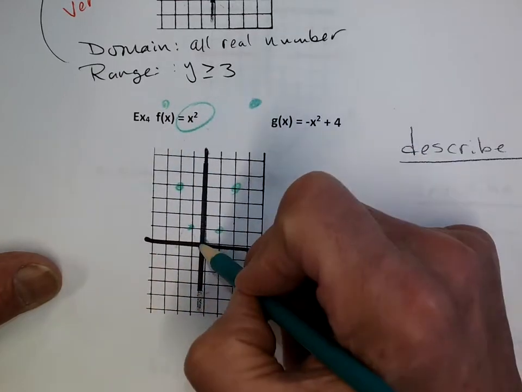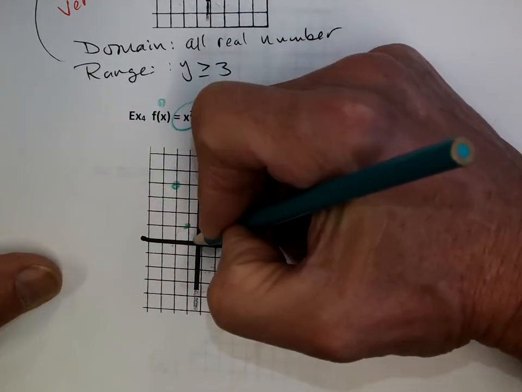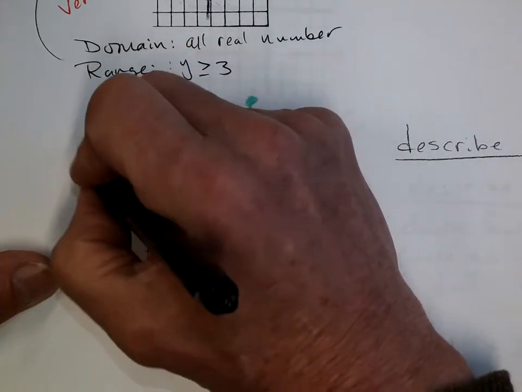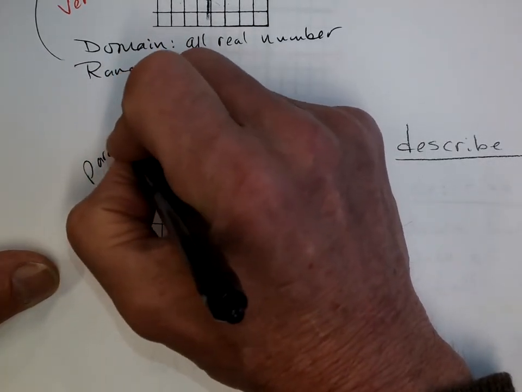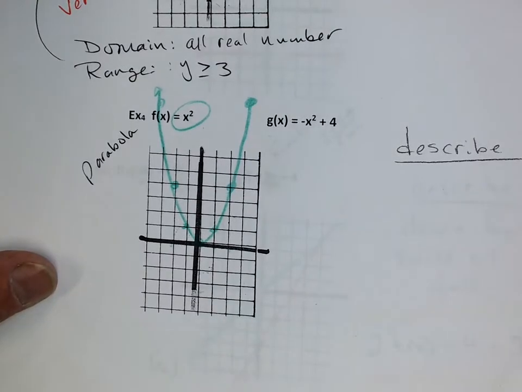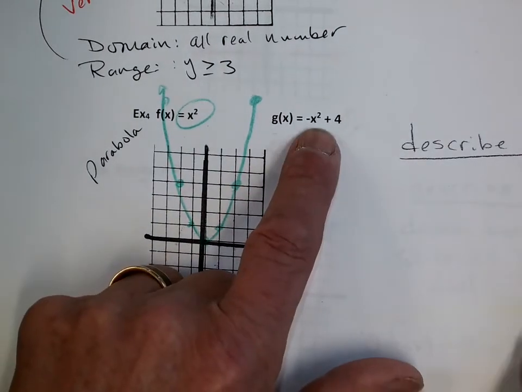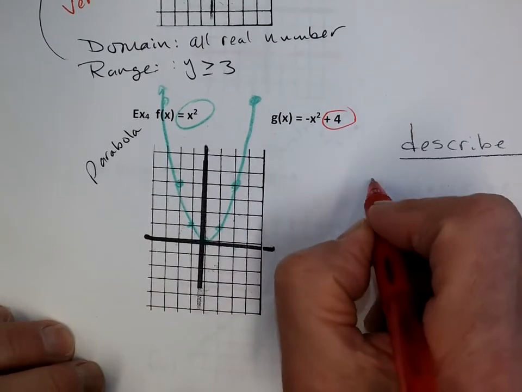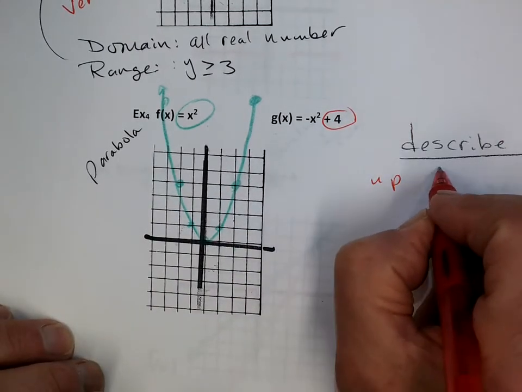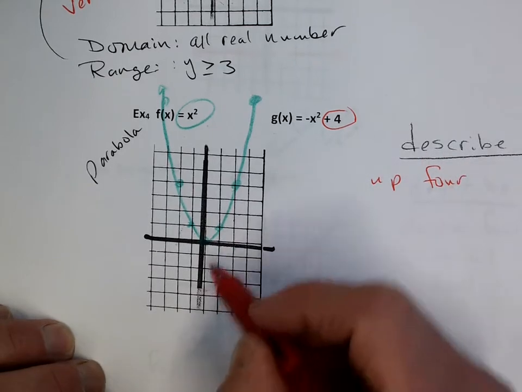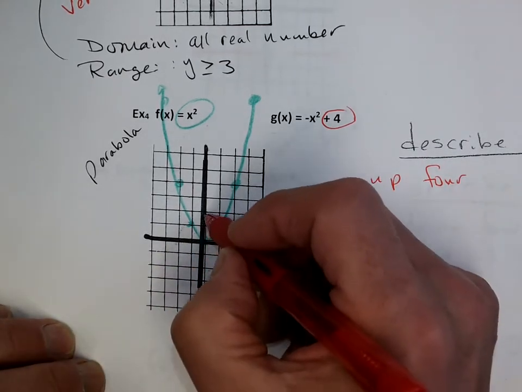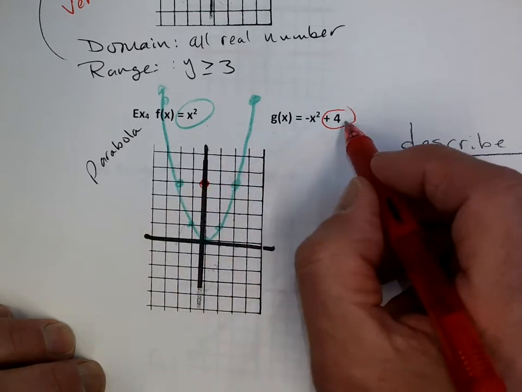Okay, so here's my parabola. We learned that last semester. Maybe you did. Hopefully you did. But that's a parabola. Right? And then what we want to do is change it. Okay? So let's take it up 4. So I like to move the vertex. Okay, we want to take it up 4.